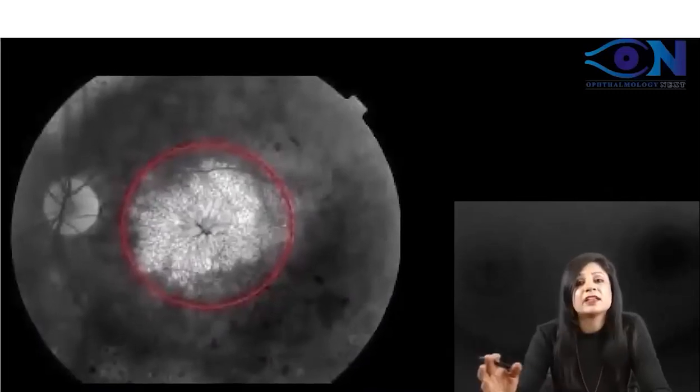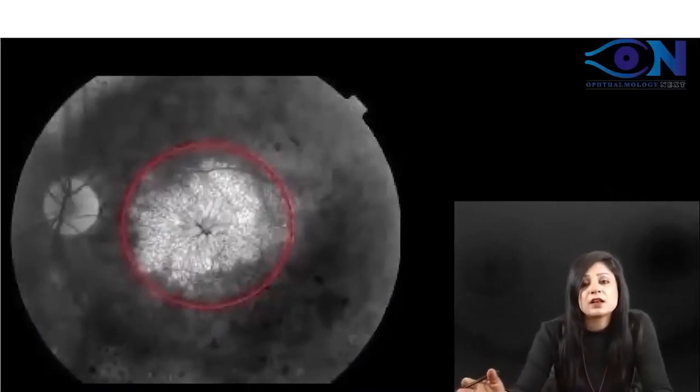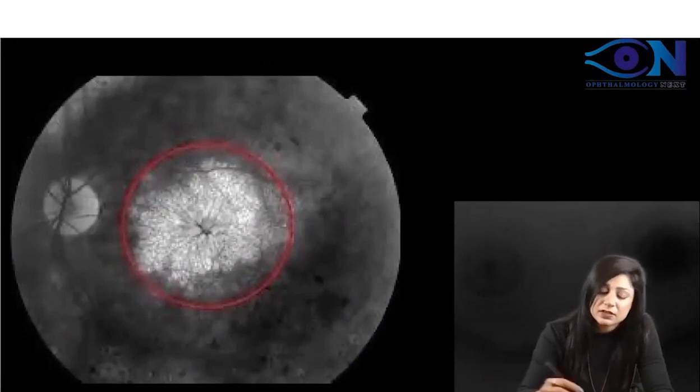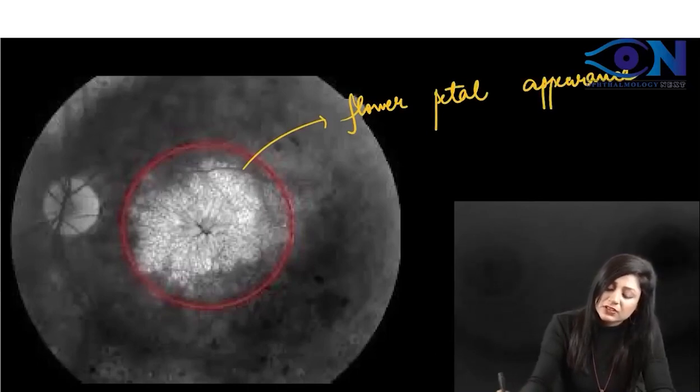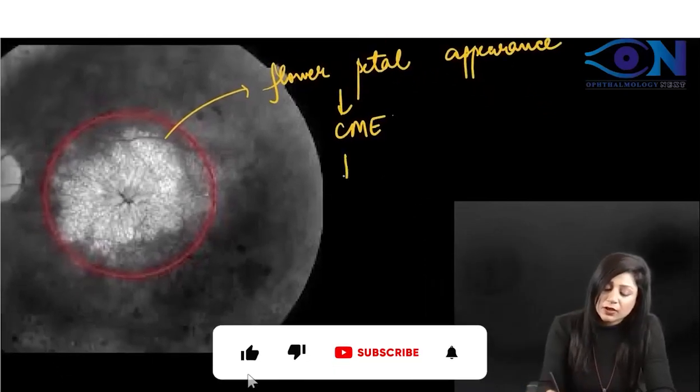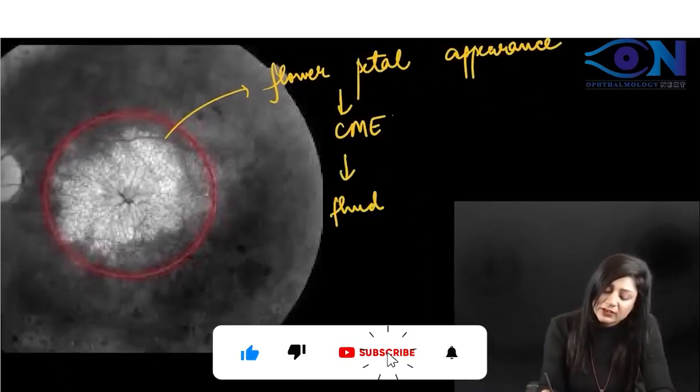Like in CSR, we were getting the typical mushroom pattern or the ink blot pattern. Here we get the typical flower petal appearance. This flower petal appearance on the FFA is very typically found in cystoid macular edema. Why? Because we are having the fluid in the two layers, that is the outer plexiform layer or the inner nuclear layer.